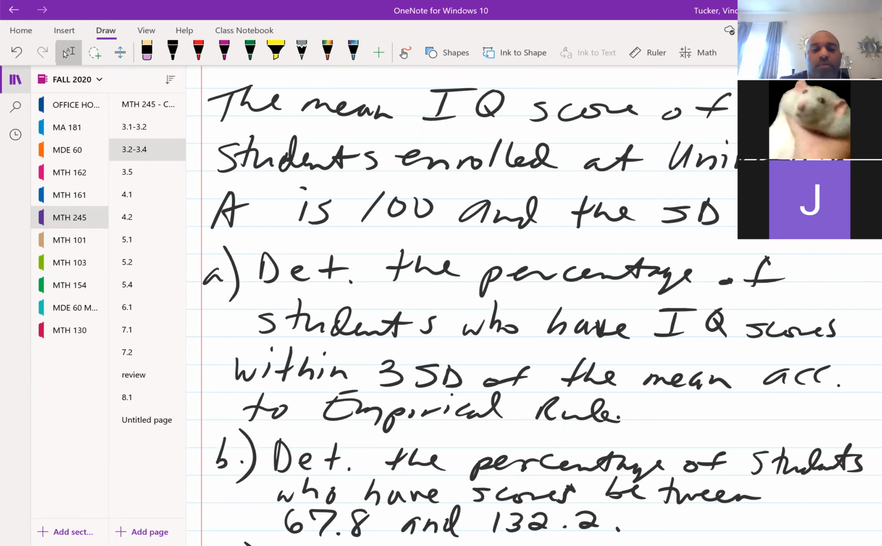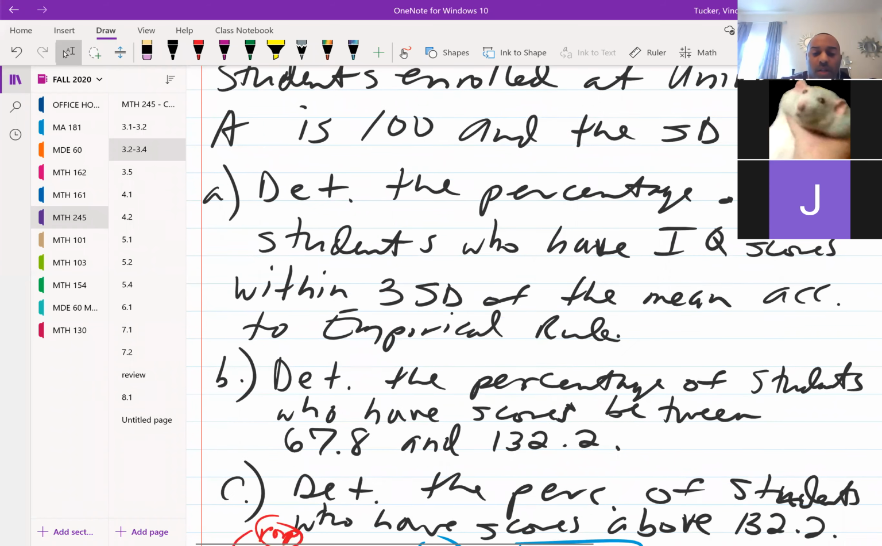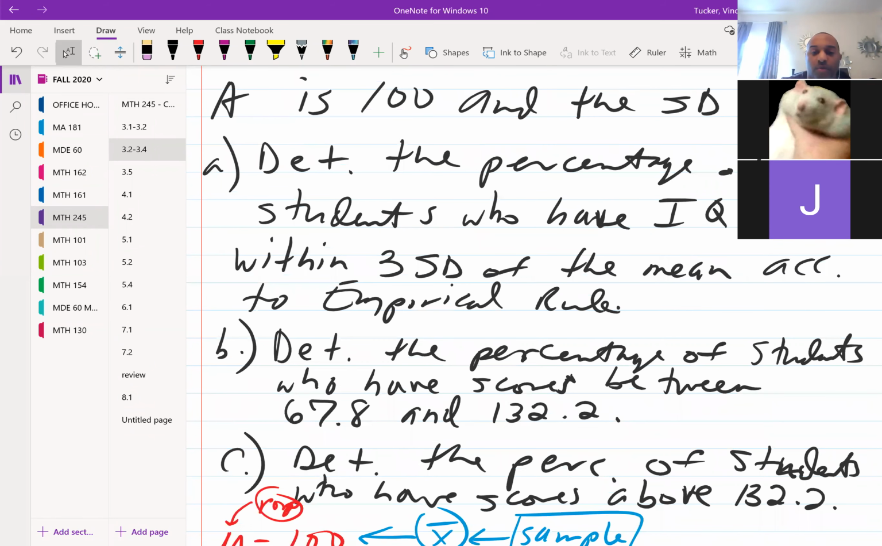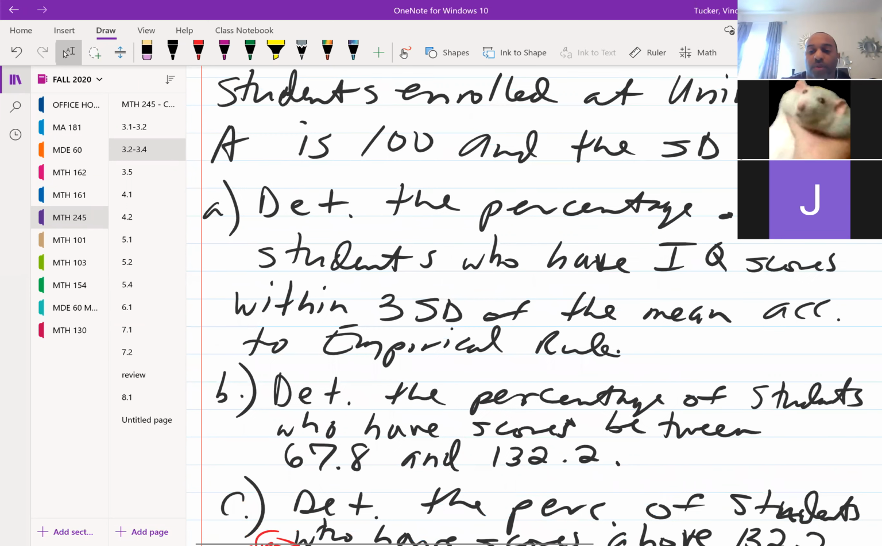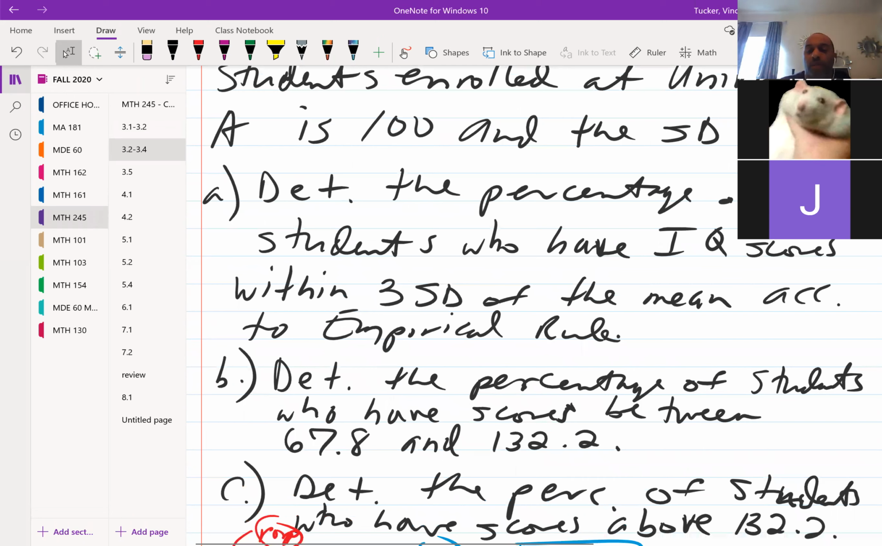And B, determine the percentage of students who have scores between 67.8 and 132.2, and determine the percentage of students who have scores above 132.2. So once again, I give you a chance to write.